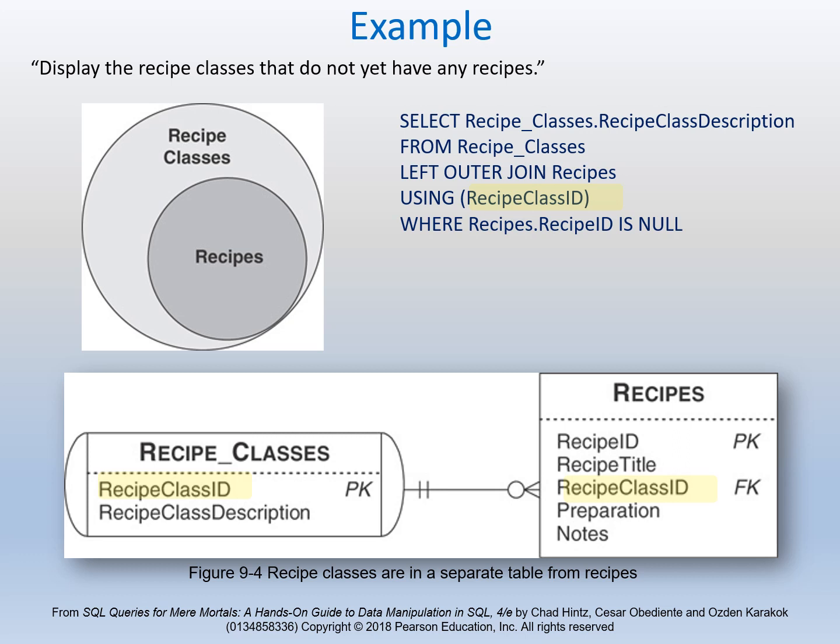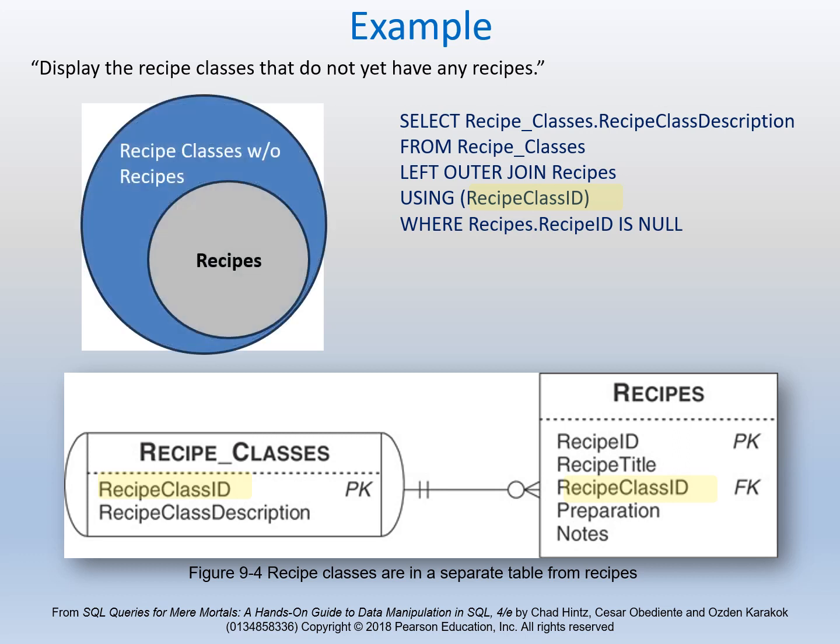This is a visual depiction of the two sets of data and how they are related. The blue area shows us the left outer join area that would be returned by the query.